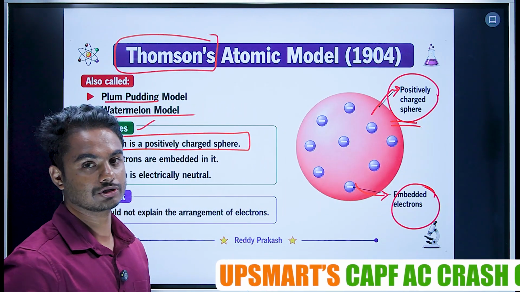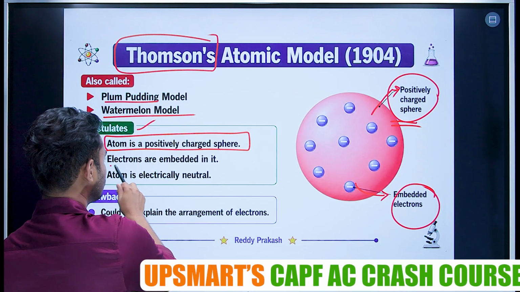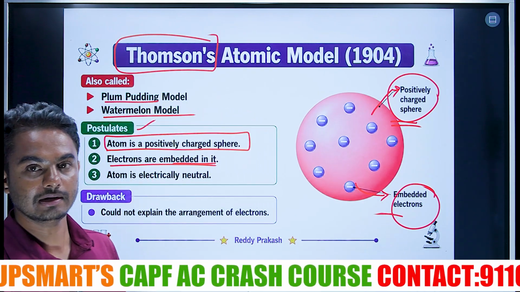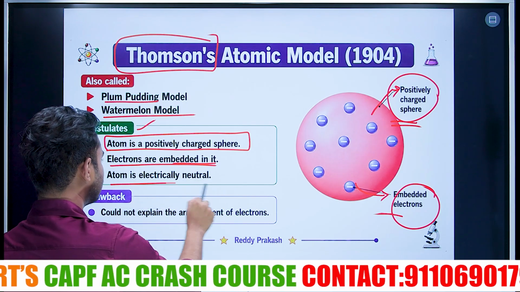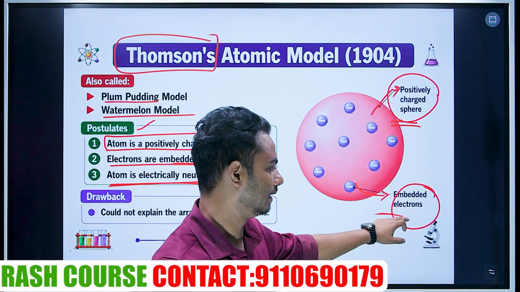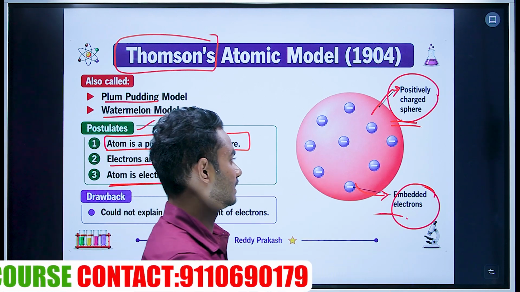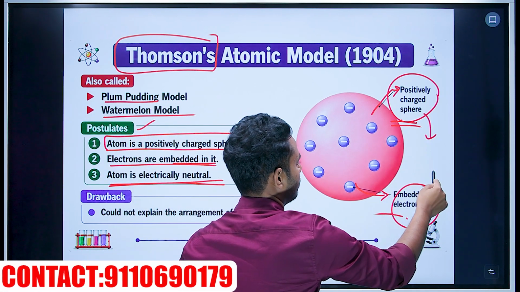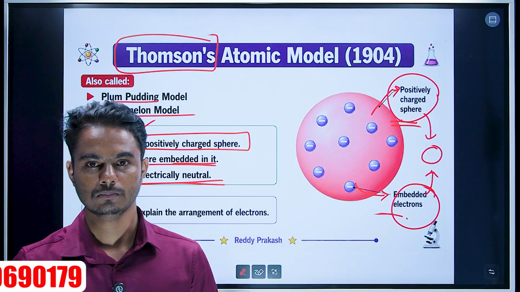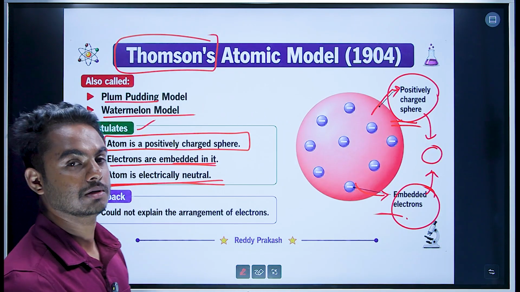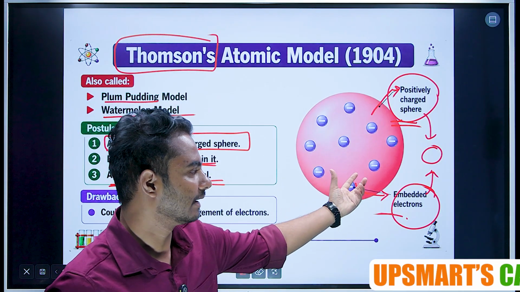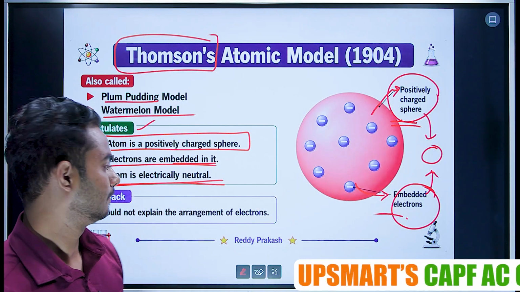Atom is a positively charged sphere. Next, electrons are embedded in it. Easy, right? Fine. Next, atom is electrically neutral. So positive and negative make the electricity neutral. Zero. Positive and negative will make the atom neutral.